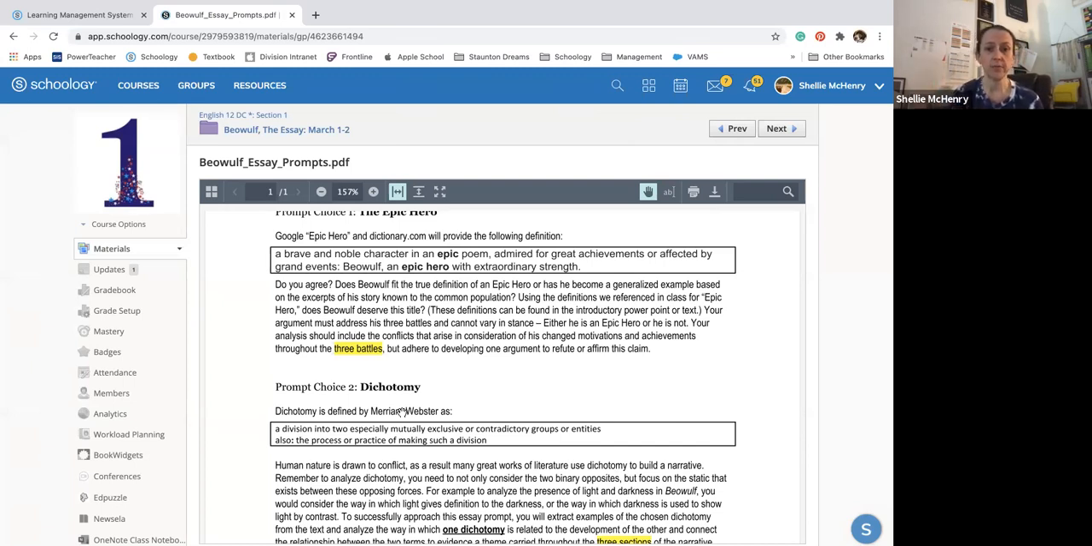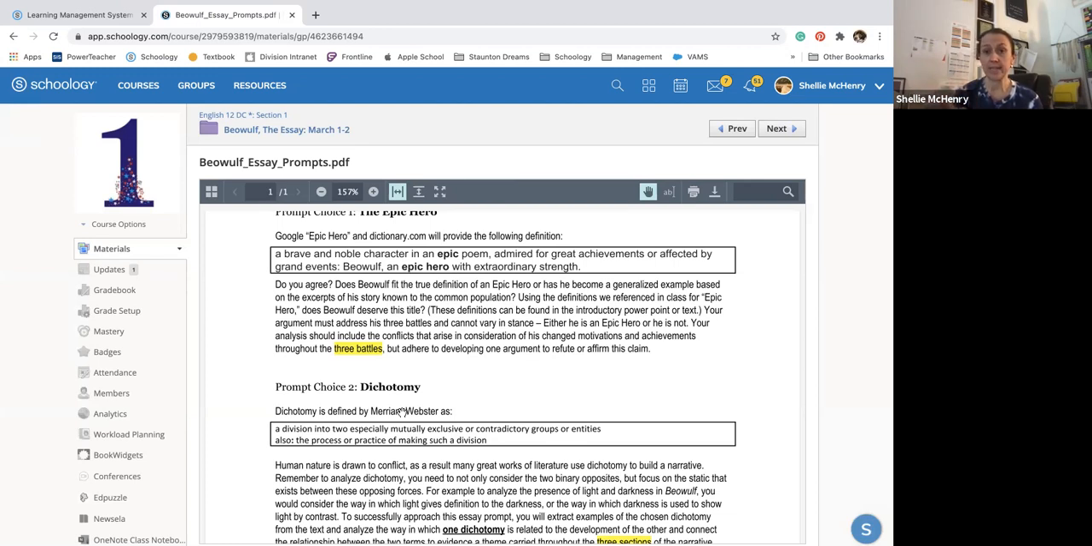Using the definitions we referenced in class for epic hero, does he deserve this title? You can go back to, I think, the top of the second page of your text, where it goes into what an epic hero is. And then you have that original slideshow that talks a little bit about an epic hero. Those are the traits you're using. So again, you're not going out and Googling epic hero, because even though it does mention Beowulf, it's going to have a lot more than what we dealt with.